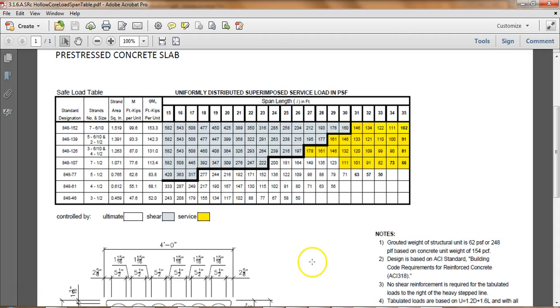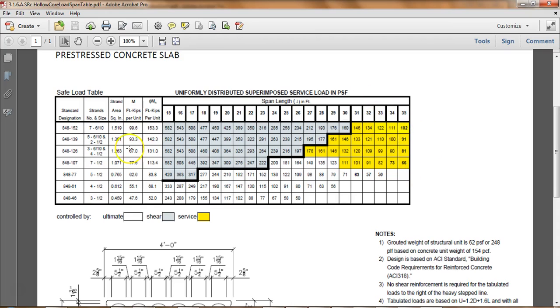Let me just tell you a little bit about this table here. Notice that yours is in black and white, but here we're talking about this is controlled by the service. This is controlled by shear. Shear is when two things are sliding past each other. Think of scissors. That's shear force. Or the ultimate strength. We really want to be below this dark line if at all possible, because we don't want shear to be how our floor would fail. So I'm either going to use the 30 or the 24. I'm still using the same load.